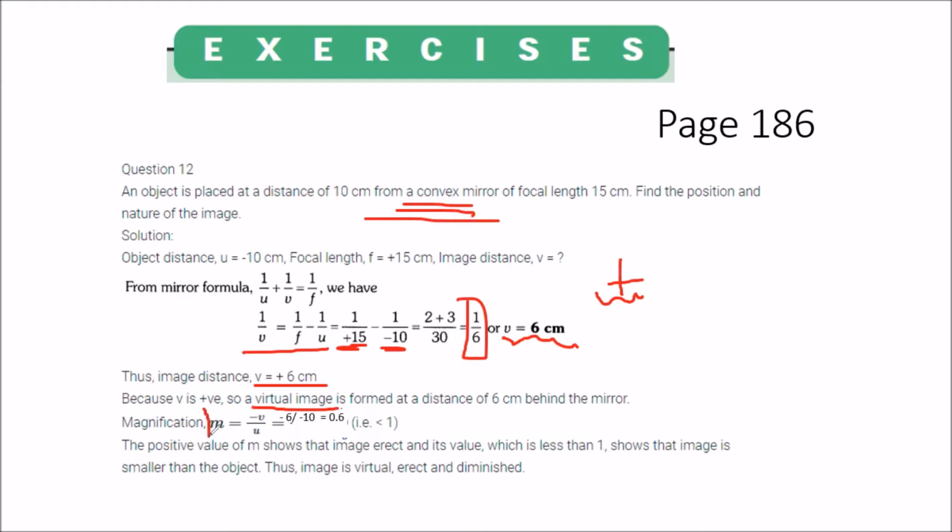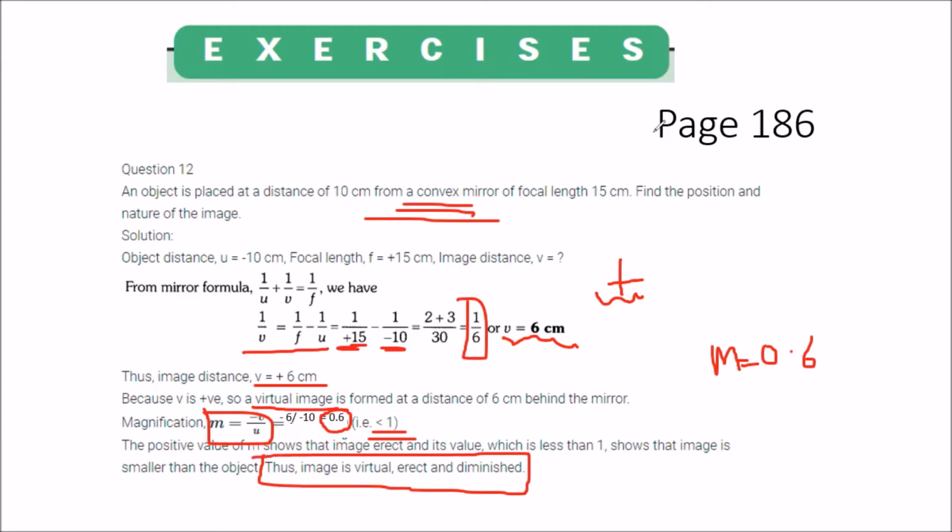We'll use the magnification formula, m is equal to minus v by u, and v we have just now obtained, 6, minus is already there, and u is minus 10, so we get plus 0.6. So as per our convention, the answer for magnification is coming out to be 0.6, which is less than 1, and from this we understand that the image formed is diminished. From this we can say that the nature of the image is virtual, erect, and diminished. So this is your 3-mark answer.